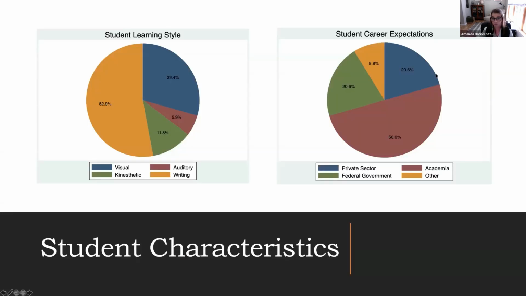So a little bit about our students. Across both semesters, we had 34 students participate in our study. We did run this through the IRB. I think that's important to point out.